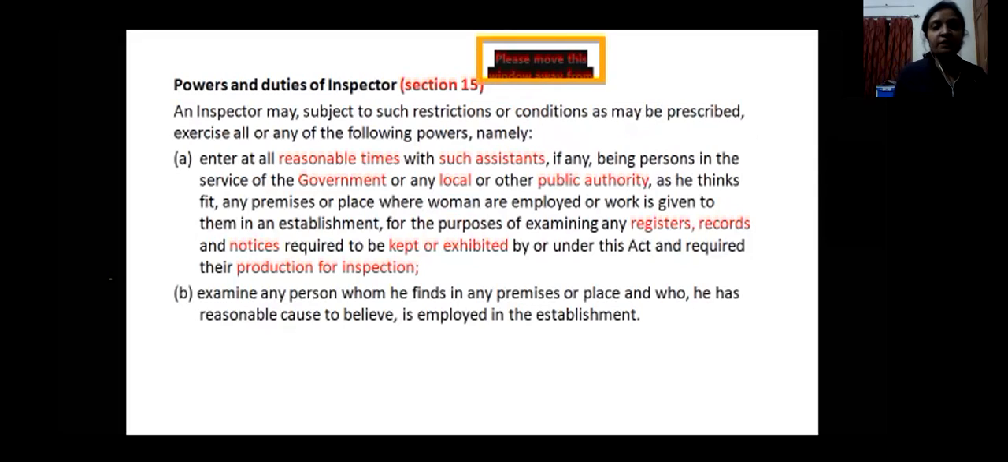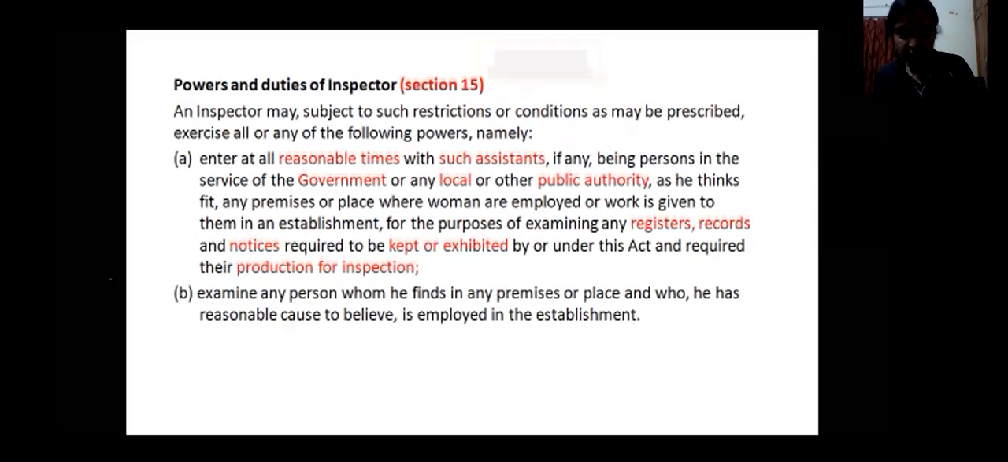Now coming to powers and duties, which is not very important, but still I'm just giving you the gist. What power the inspector will have, we have already done in the Factories Act and other acts also. Here the inspector has a right to question the persons who are working in the organization. Okay, he has a right to question those who are involved in the organization.